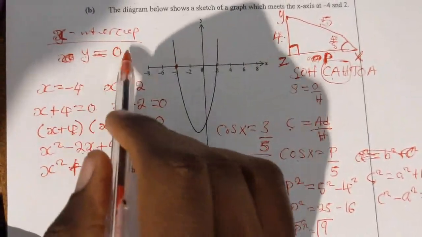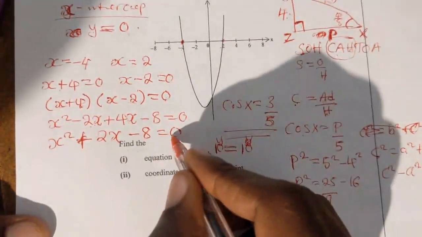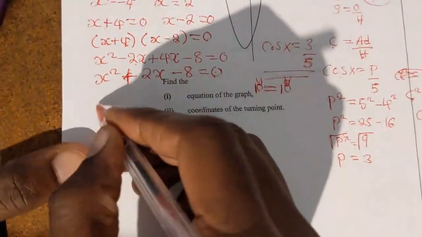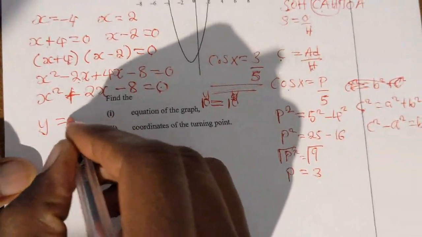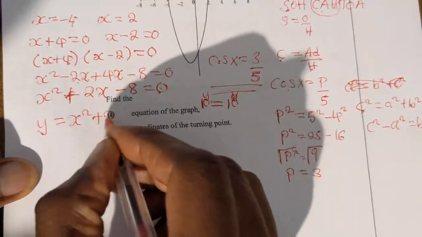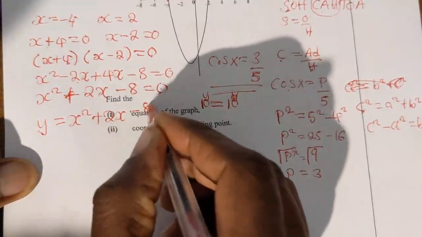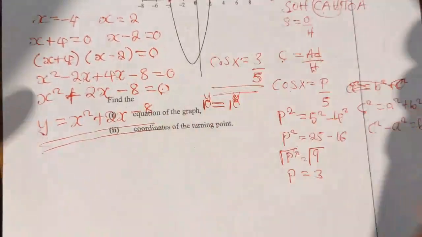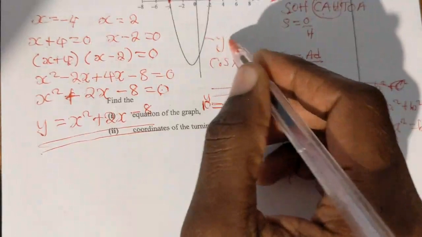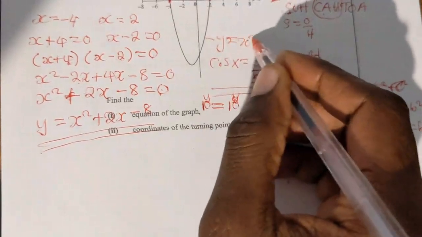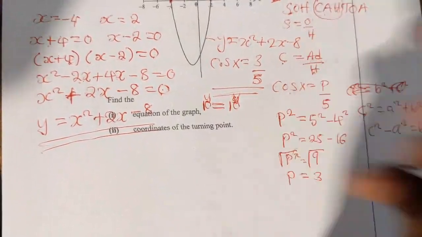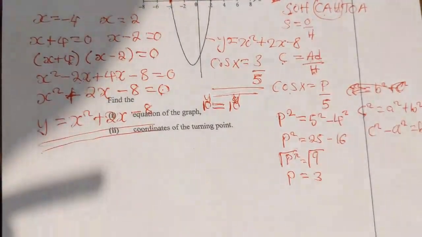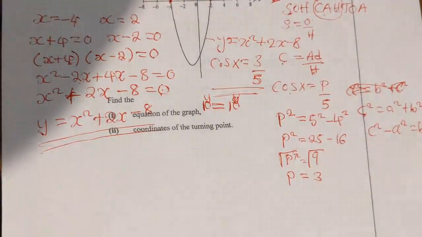So y is the same as 0. So we are going to remove 0 and put y. So that means the equation is going to be y is equal to x squared plus 2x minus 8. So this is the equation of the graph, okay? Y is equal to x squared plus 2x minus 8, like that. So that is how you find the equation of the graph.